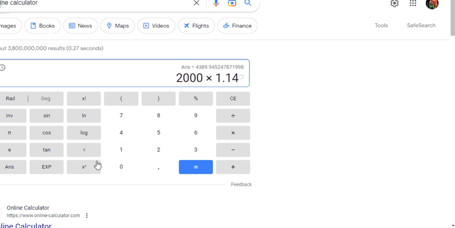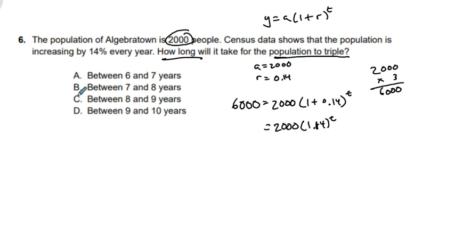Let's try that. 1.14. So we tried 6. Let's try 8 years and see where that puts us. 8 years still has us a little under, but we're really close. So I'm thinking 9 is going to be our target number. So 2,000 times 1.14 to the 9th power, and sure enough, that puts us pretty well over 6,000. So that would be probably about halfway between the 8th and 9th year. So for our answer, we would say between 8 and 9 years, right?